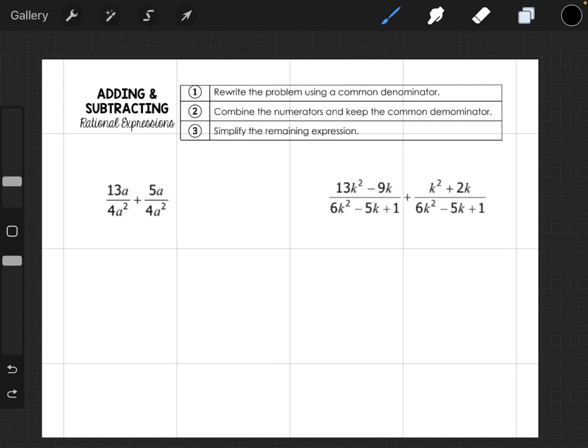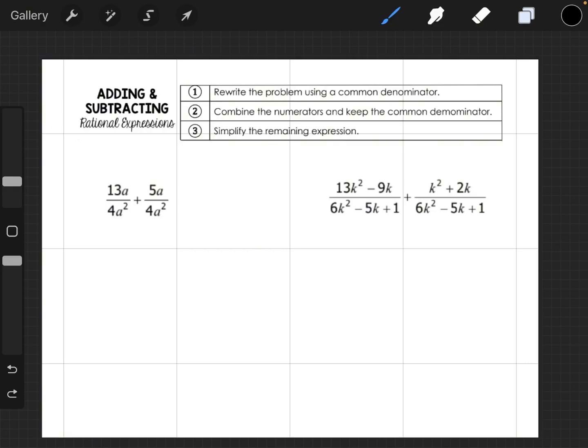This is lesson 3.2, adding and subtracting rational expressions. In order to add and subtract rational expressions, first we'll rewrite the problem using a common denominator, then we'll combine the numerators and keep the common denominator, then finally we'll simplify the remaining expression.